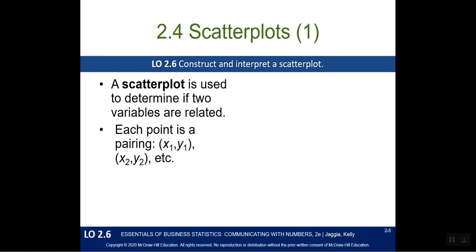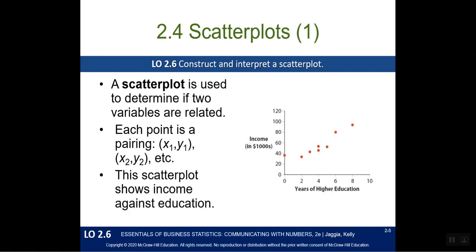In order to do this, you have to have 2 variables. So we're looking at data that is graphing years of higher education versus income. Years of higher education is our x-axis, and income presented in thousands is our y-axis. So for every person, every data point, we have 2 variables: their years of education and their income, so that we can graph it and see if it is a linear or nonlinear relationship or no relationship at all.